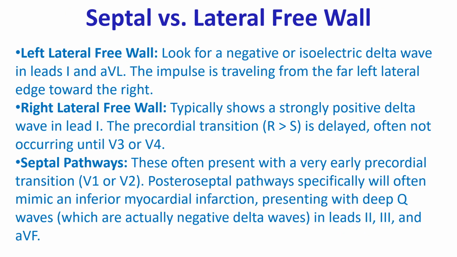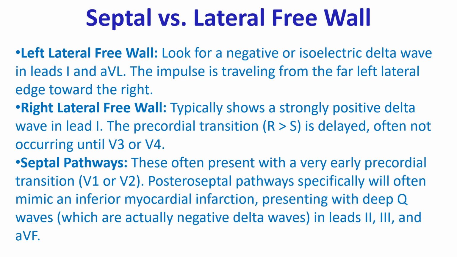Differentiation of a septal insertion from a free wall insertion requires looking at the frontal plane leads 1 and aVL and the precordial transition zone. Left lateral free wall pathway: look for a negative or isoelectric delta wave in leads 1 and aVL. The impulse is traveling from the far left lateral edge towards the right.